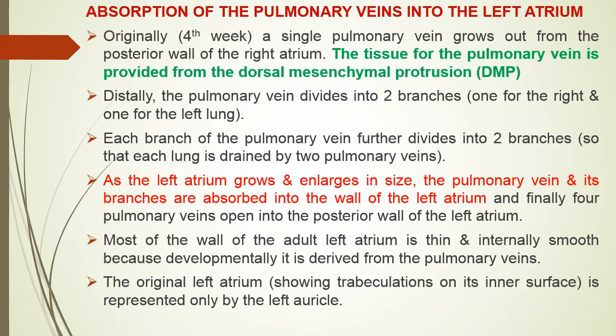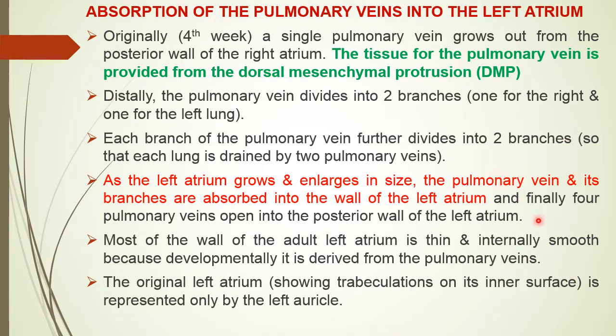The DMP is a mass of mesodermal cells derived from the dorsal mesentery, and it descends with the septum primum, finally comes to lie in the wall of the left atrium, and then gives rise to pulmonary veins. And as we have discussed, as the left atrium grows and enlarges in size, first the pulmonary vein itself, then its two branches, and then part of the four branches are absorbed into it, and that is how the left atrium grows in size.